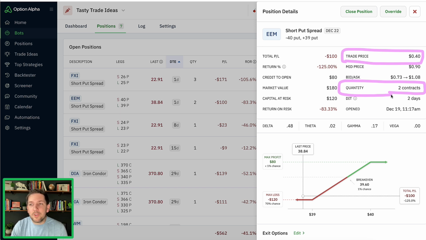Now, the first thing that we're going to do, once we get everything wrapped up, is override this position. Notice we don't want to close the position, because we're going to unwind the position in tastytrade. By overriding it temporarily, we're essentially just disconnecting Option Alpha from tastytrade for this position only, and taking over management ourselves of the existing position.